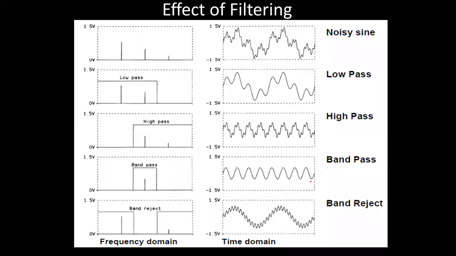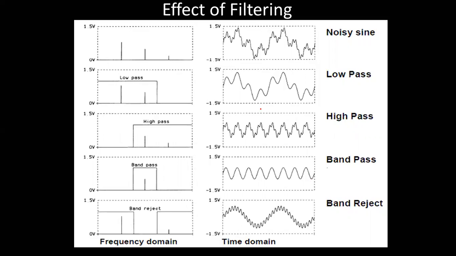Let's take a simple example. In the left column we can see the frequency domain signals, and on the right side is the time domain analysis. In the time domain, we can see a noisy sine wave generated. The noisy sine wave is just a combination of three different frequencies of three different amplitudes, added together to generate a noisy signal.